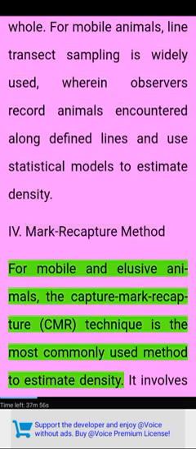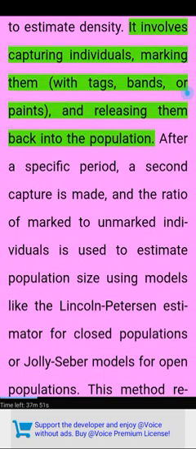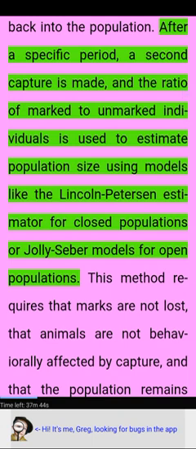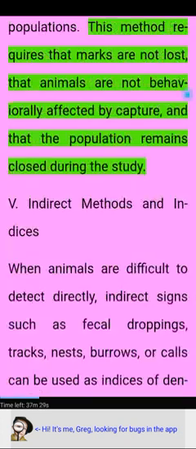4. Mark-recapture method. For mobile and elusive animals, the capture-mark-recapture (CMR) technique is the most commonly used method to estimate density. It involves capturing individuals, marking them with tags, bands, or paints, and releasing them back into the population. After a specific period, a second capture is made, and the ratio of marked to unmarked individuals is used to estimate population size using models like the Lincoln-Petersen estimator for closed populations or Jolly-Seber models for open populations. This method requires that marks are not lost, that animals are not behaviorally affected by capture, and that the population remains closed during the study.